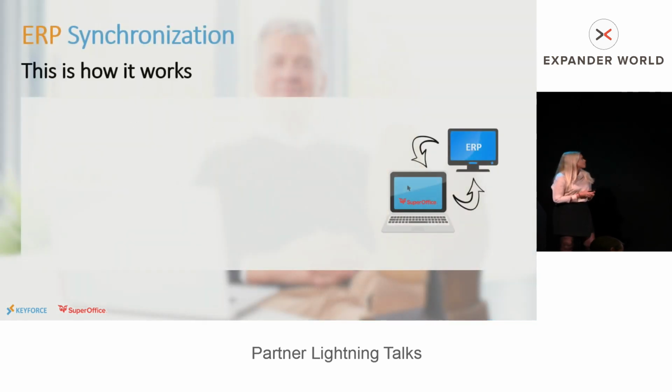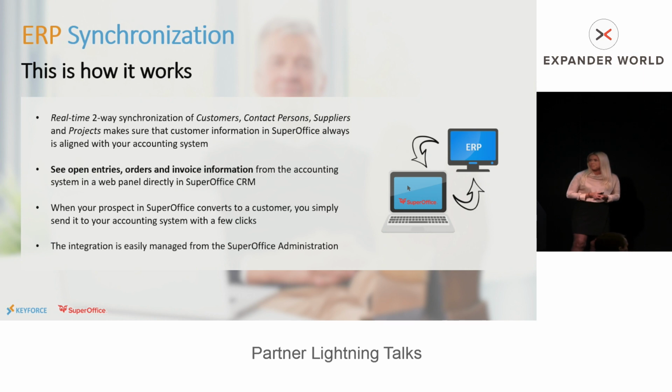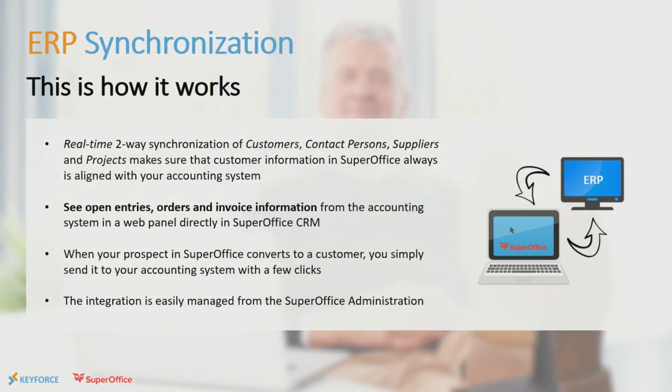So this is how it works. Let's start with ERP Synchronization. It's a two-way real-time integration where we can integrate customers, contacts, projects, and suppliers. We can add information, so we can look directly into the accounting system and see if there are any open entries, the invoices that we send to the customer, and the orders that we've placed.